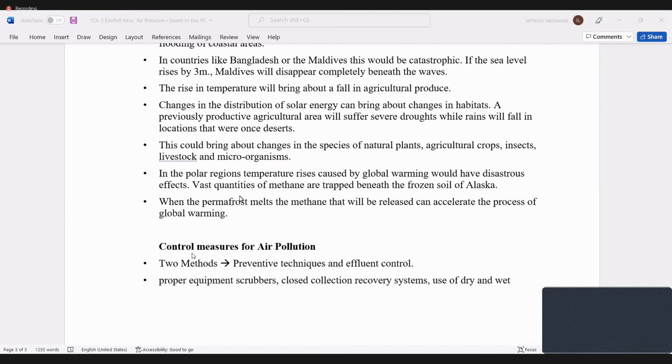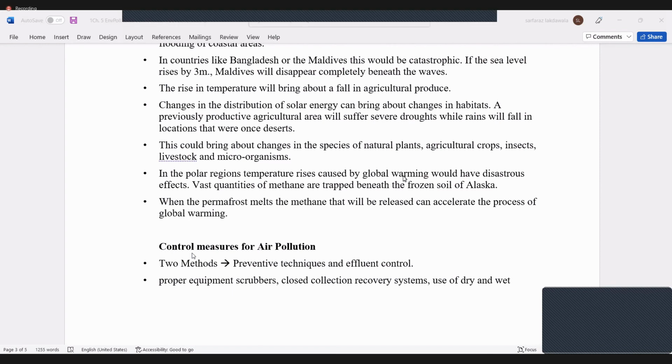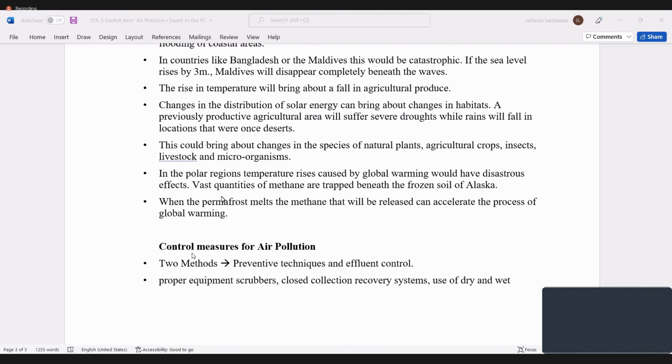In the polar regions, temperature rises caused by global warming would have a disastrous effect. So we know that in the polar region, the temperatures have to be maintained at that level to support certain types of life which are adapted to those types of climates. If it starts warming up, you can see already the polar bears are vanishing because they do not get the habitat in which they are supposed to live, unless they adapt themselves and shed off their fur or whatever they can to keep themselves cool.